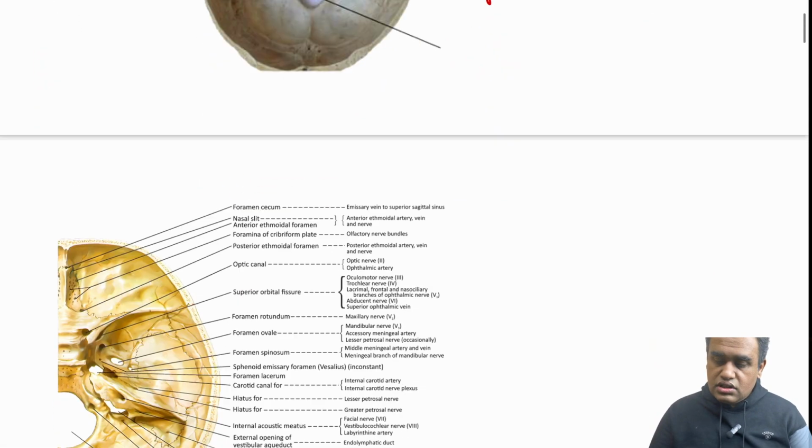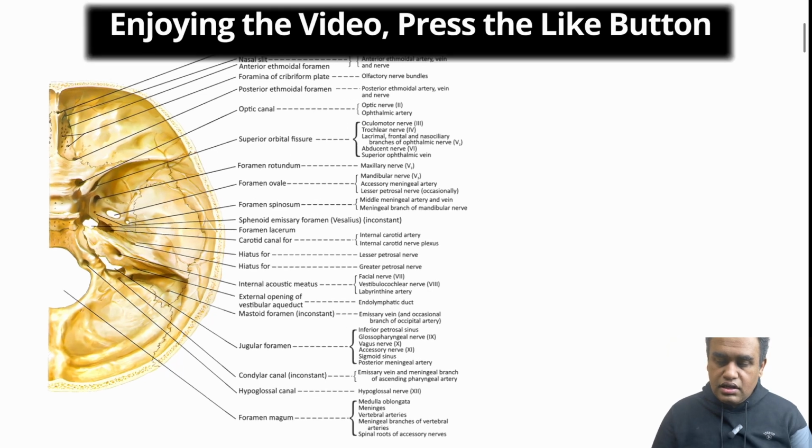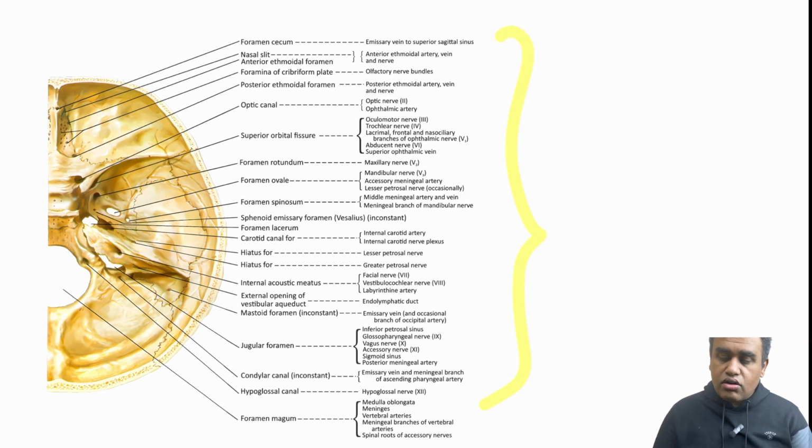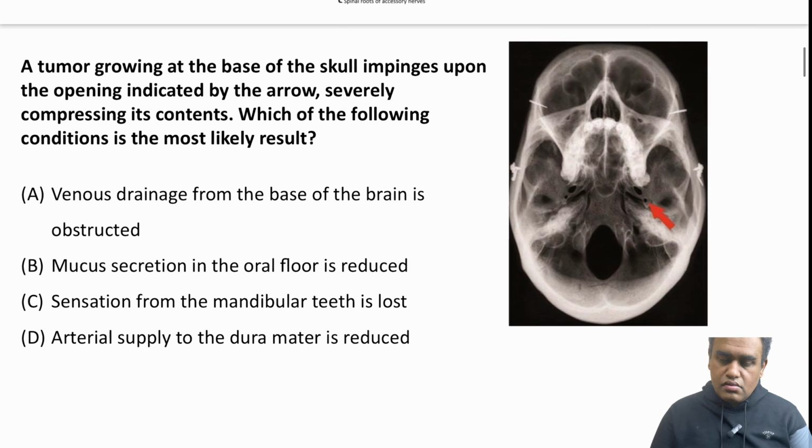For this question, we can have this image. It is from the cranial fossa and shows all the important foramina and the various contents coming out of them. So it's a must-know image. Let's move to the second question. A tumor growing at the base of the skull impinges upon the opening indicated by the arrow, severely compressing its contents. Which condition is most likely resulting from that?